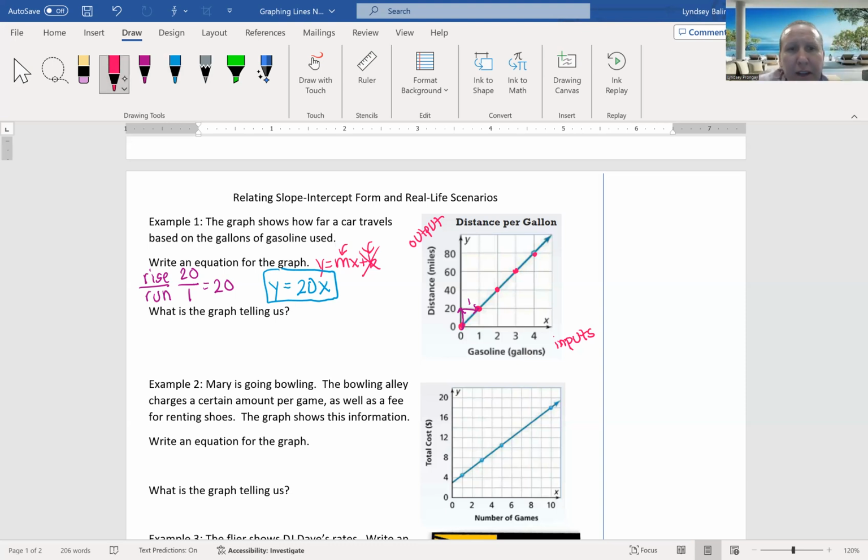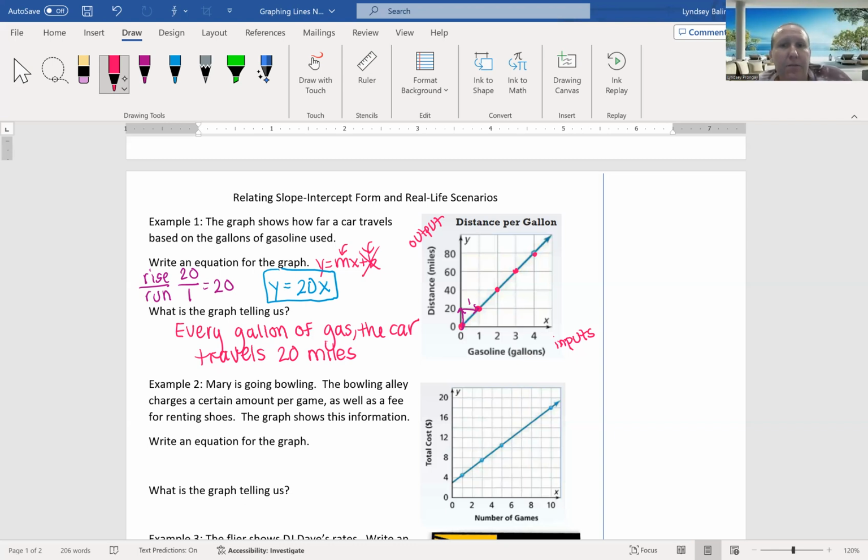Now, what is this graph telling us? Well, there's only one number here that we need to deal with, this 20. Remember, we're plugging in the gallons of gasoline. That's our X. And it's giving us the distance the car travels. Well, this is really telling us for every gallon of gas, the car travels 20 miles.